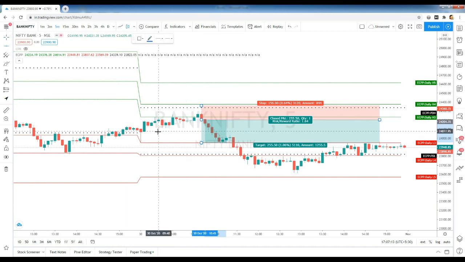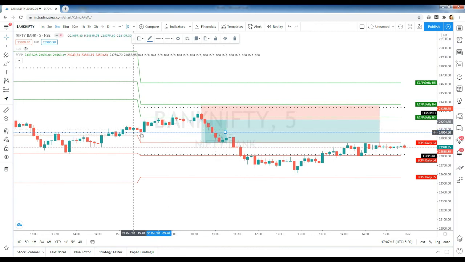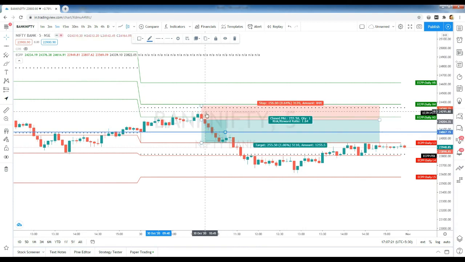Why? Because it might reverse from this area. So once the price reaches this area, this line, you should move your stop loss to the cost price, and you can wait until it goes to target, okay. But the target is achieved.